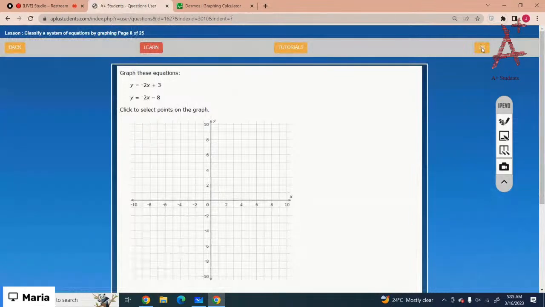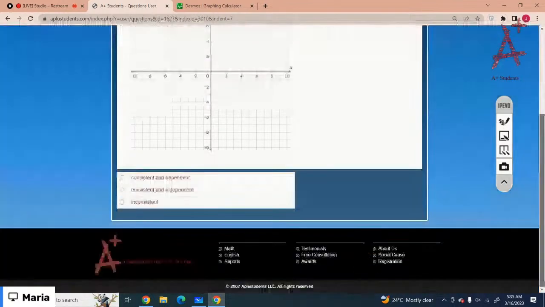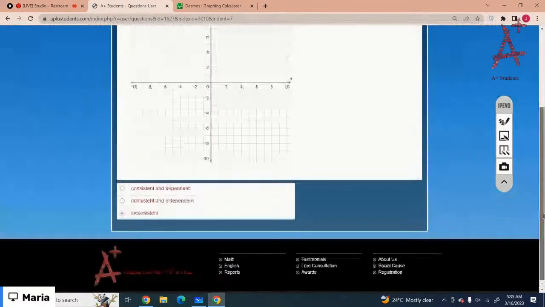Okay, y equals negative 2x plus 3 and y equals negative 2x minus 3. Both the equations have the same slope. Got it? That means the system has no solution and it is inconsistent. Got it? It is inconsistent.